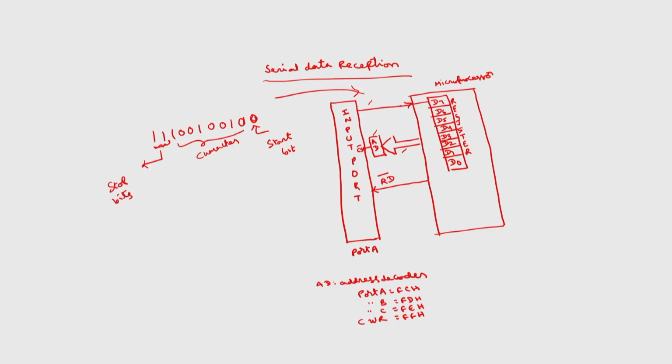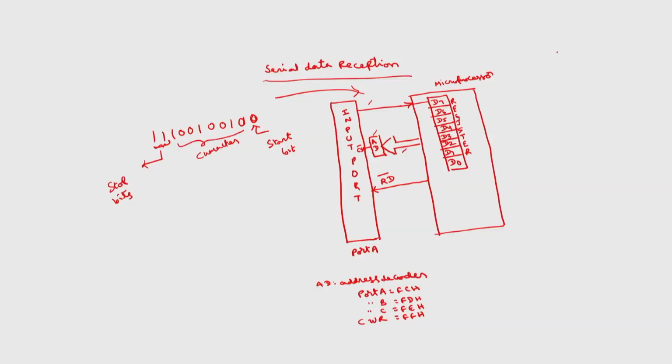Whatever data is received on the input line of port A, I will take into some register. Say, let us take this value into register AL or BL. So, what will be the program for this? The first two instructions are the same, MOV AL comma 90H. Sorry, here we have to program this port A as input port.